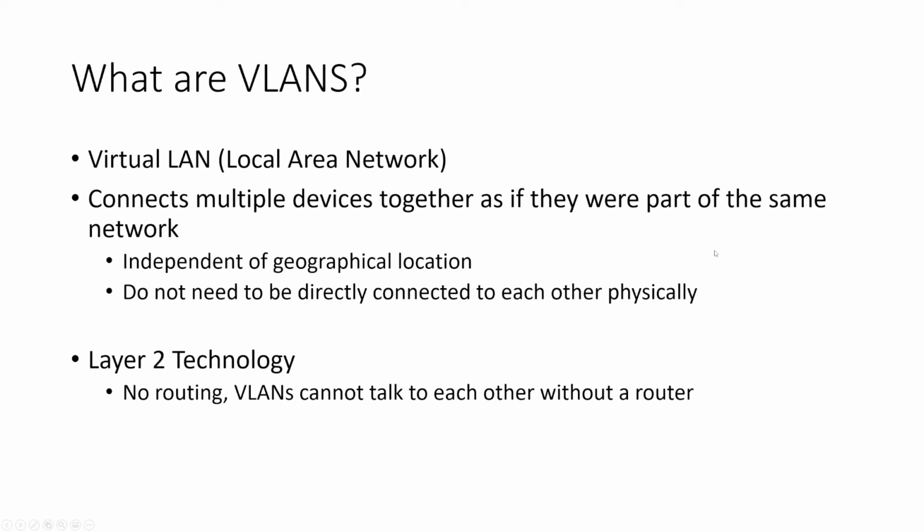What are VLANs? VLAN stands for Virtual LAN or Virtual Local Area Network. Essentially, VLANs are a way to connect multiple devices together to form a logical network without having to be physically connected directly to each other. VLANs are a layer 2 technology, meaning that routing is not necessary to send traffic to its destination. Due to the nature of VLANs, two different VLANs will not be able to communicate with each other without routing in place.